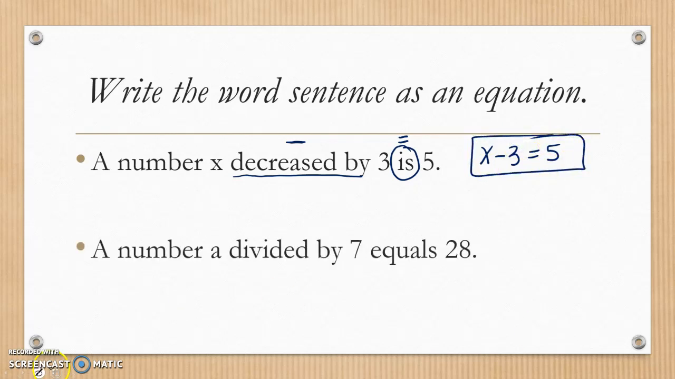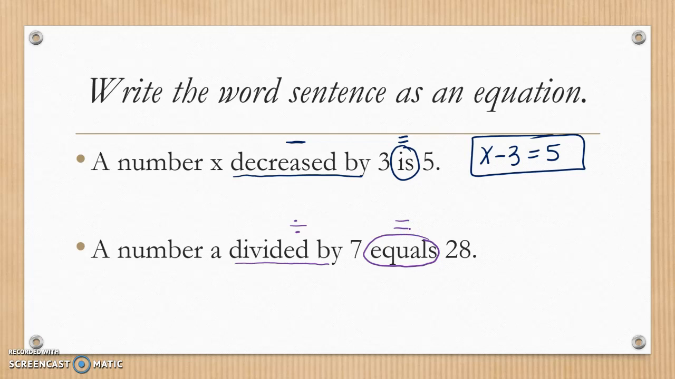Our next sentence says a number a divided by 7 equals 28. So here, this one was a little bit more straightforward. Our word or phrase that gives us our operation is divided by, and that is, of course, division. And then we're also given the word equals, which we would replace with an equal sign.